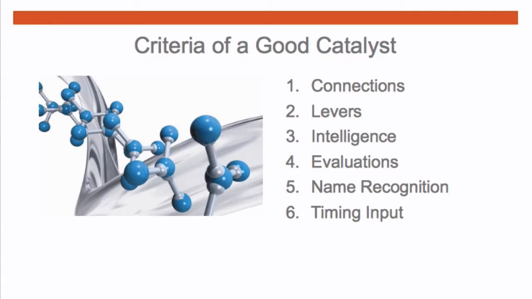When you're looking for your own catalyst, you have to consider the criteria of a good catalyst. A catalyst is more than a referral. A referral will just get you in the door with a client, but a catalyst provides you so much more than that. A good catalyst has connections. It means that they are able to help you connect with highly qualified prospective clients. They have levers. They have insights about the core values and beliefs of your prospective clients. They have intelligence, which means non-public information about the prospective client that's usually limited to individuals who are personally familiar with them.